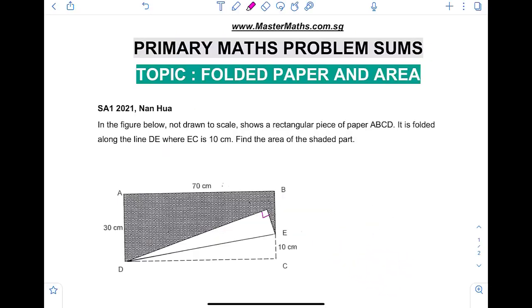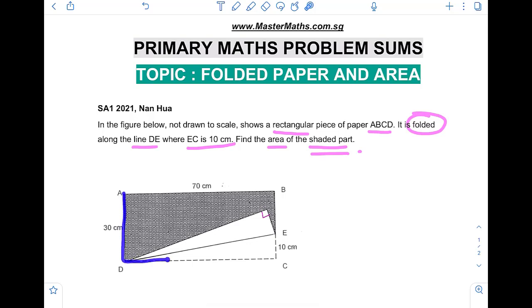The figure below, not drawn to scale, shows a rectangular piece of paper ABCD. It is folded along the line DE, where EC is 10 cm. Find the area of the shaded part. So the shaded part is basically the difference between the rectangle and two equal triangles.